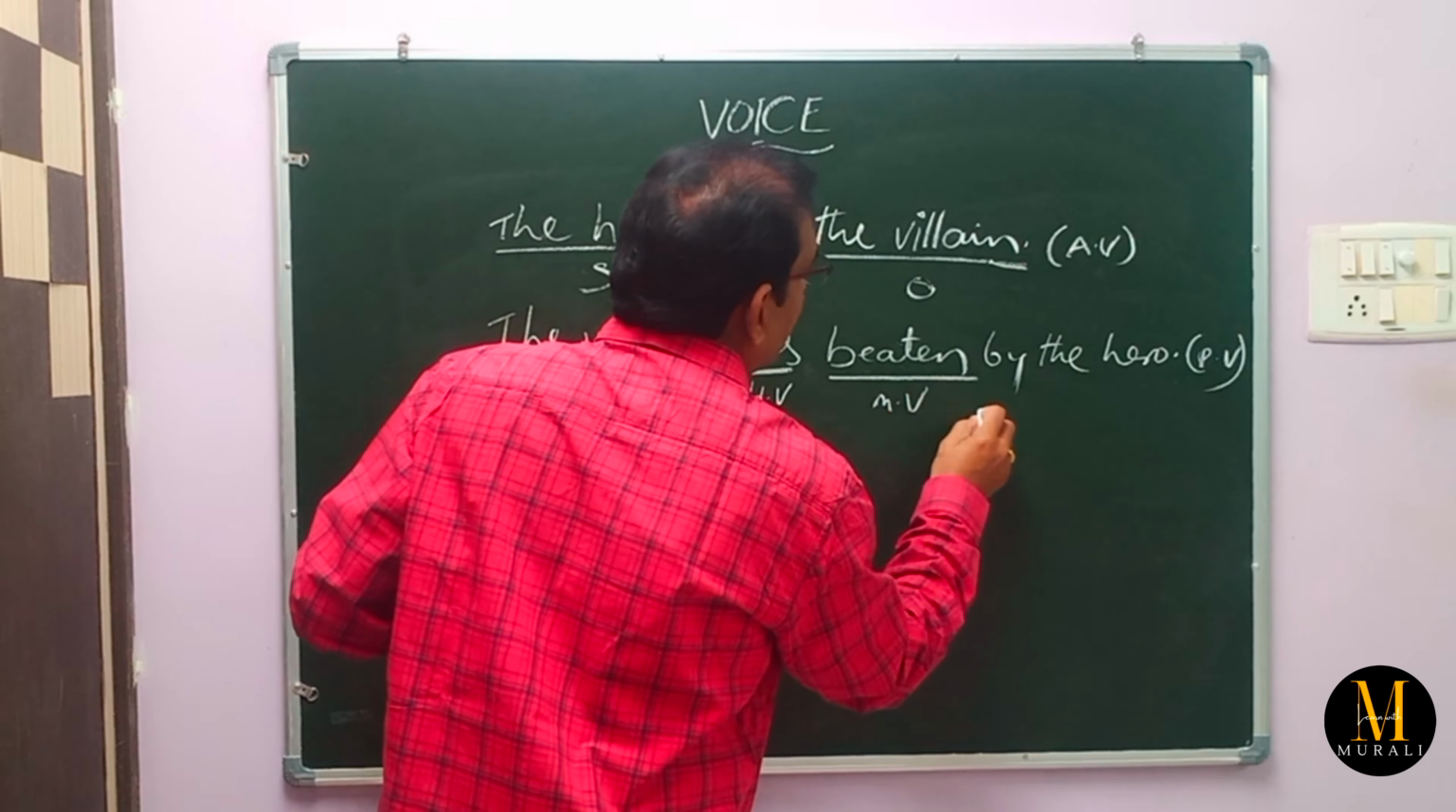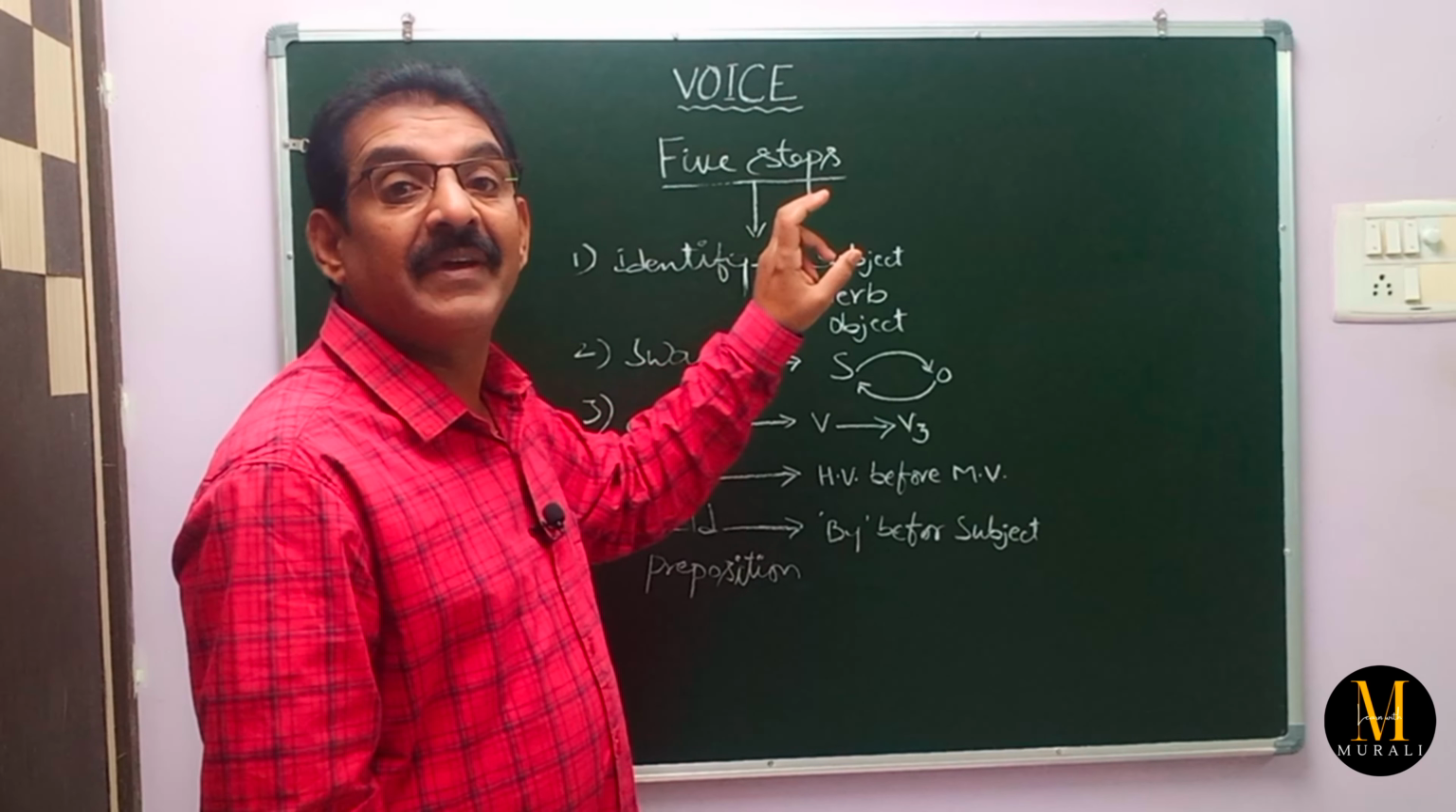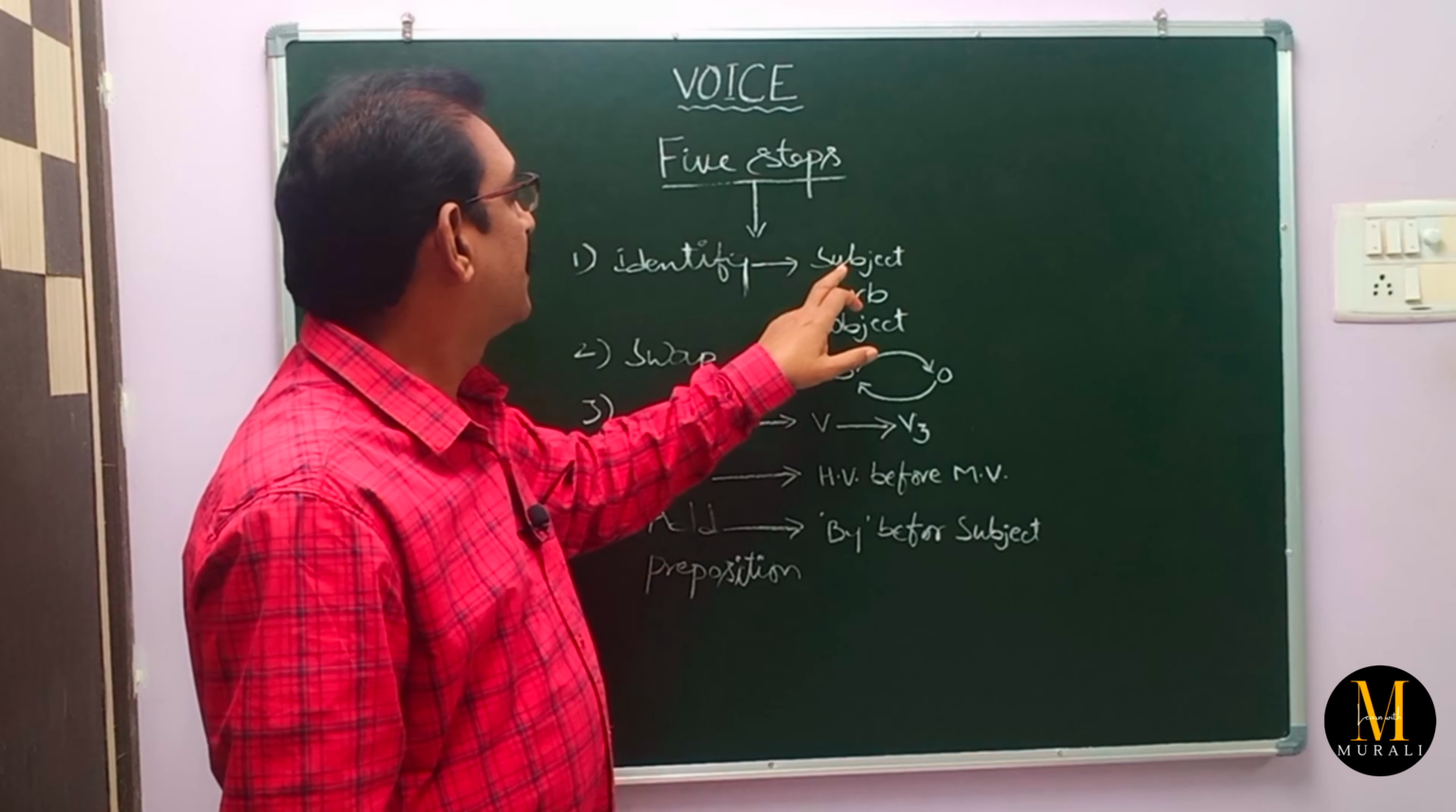Whenever we change active voice to passive voice, we follow five steps. What are the five steps? First step, identify the given sentence: subject, verb, object. For example, Ravi helps Raju. This is active voice. Here, Ravi is the subject, helps is the verb, Raju is the object.